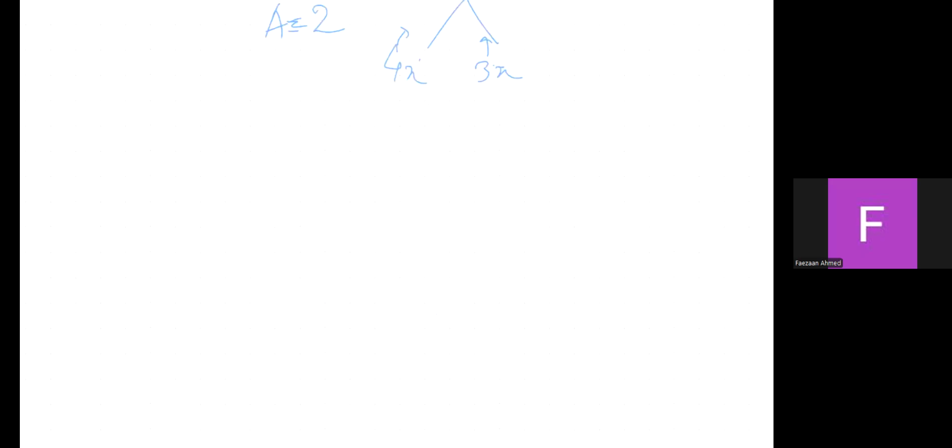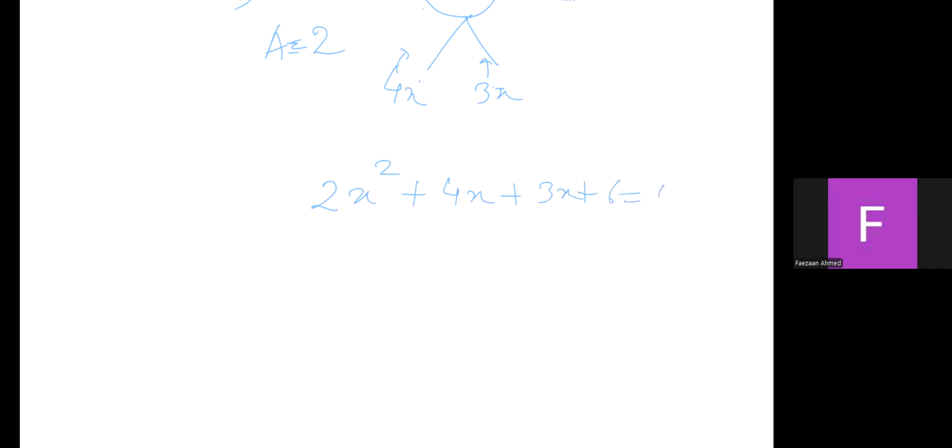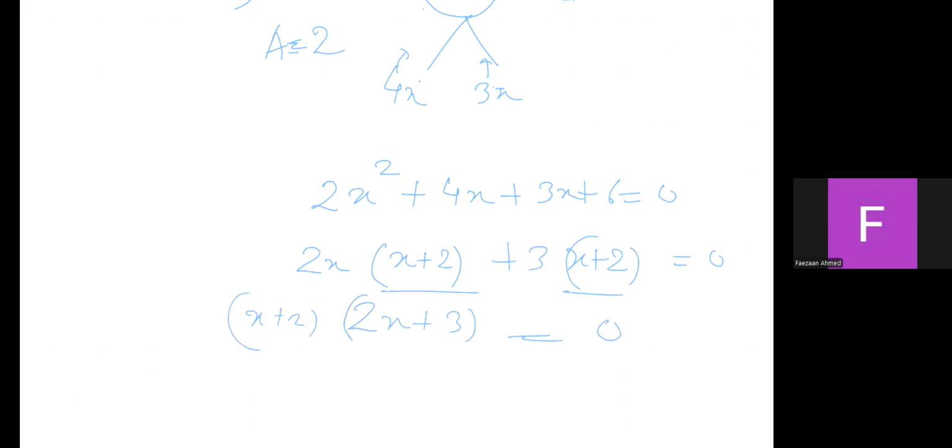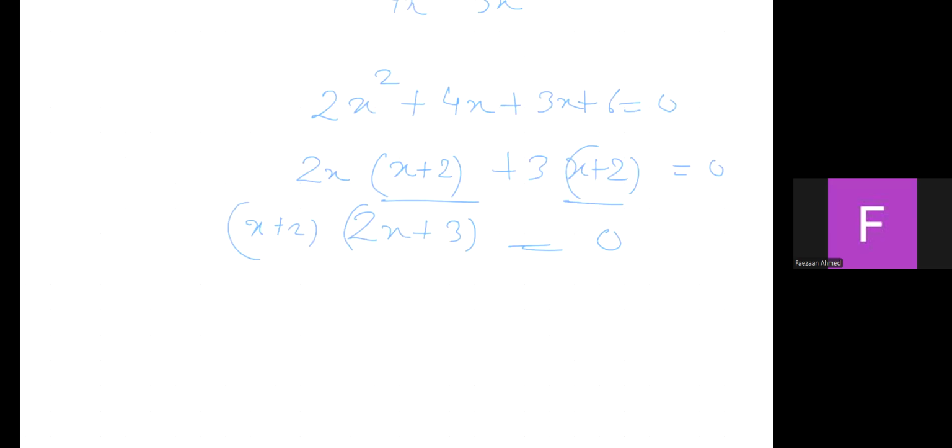So I write this as 2x squared plus 4x plus 3x plus 6 equals 0. So I can take out 2x, I get x plus 2. I want to factorize, so I write 3. What I get is 2x plus 3 into x plus 2, which is the common thing, equals 0. So that is very good. I have been able to take out the common term, x plus 2. I have the two factors. Why don't we just solve it now?